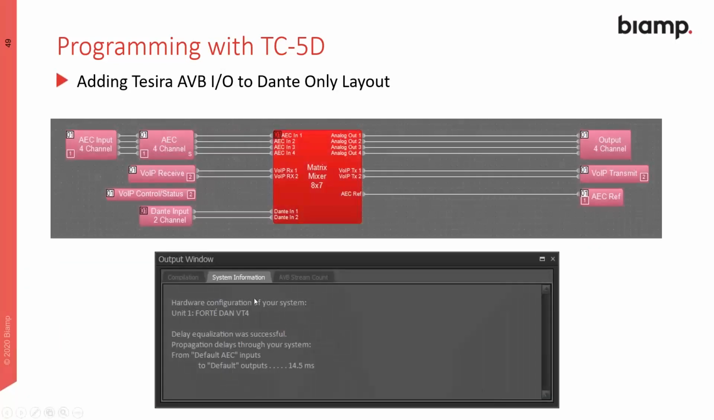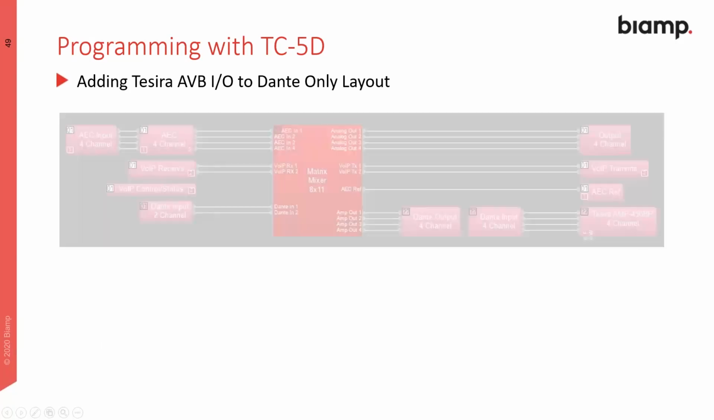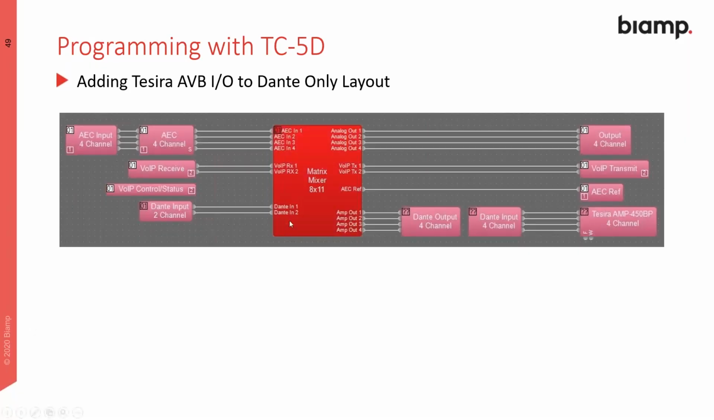Or if you have this layout, let's say you have a Dante system, we don't have an AVB amplifier. Simply once you hit compile, the output window will indicate that you need in this system a Tesira Forte DAN VT4.